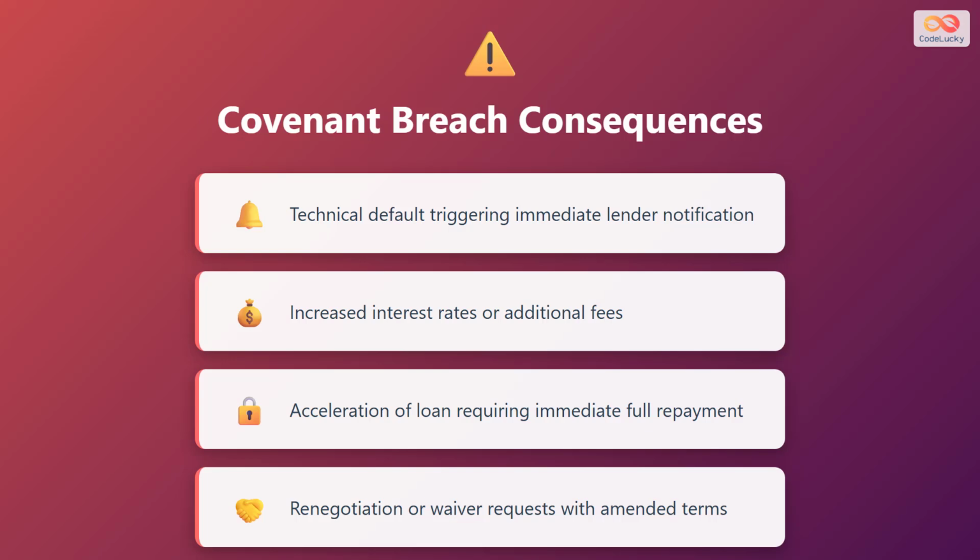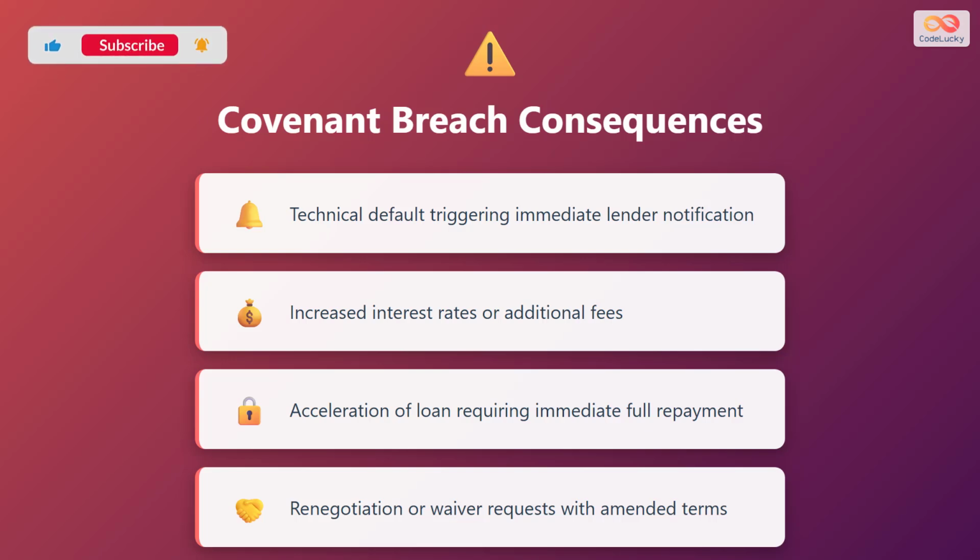When a borrower violates a debt covenant, several consequences may follow. First, it triggers a technical default, requiring immediate notification to the lender even if the borrower is still making loan payments. This often leads to increased interest rates or additional fees as the lender reprices the risk. In severe cases, the lender can accelerate the loan, requiring immediate full repayment of the outstanding balance.